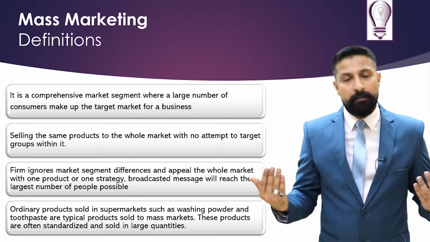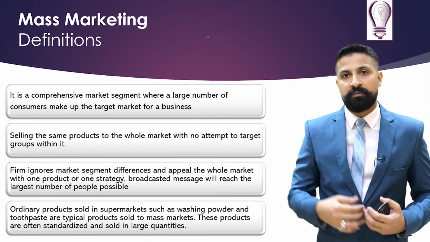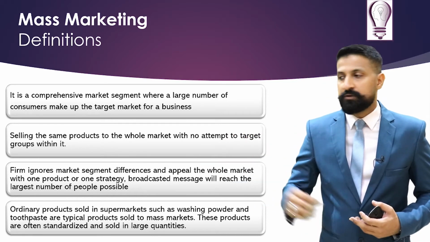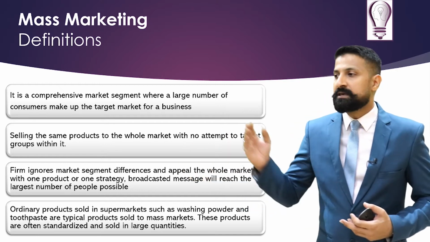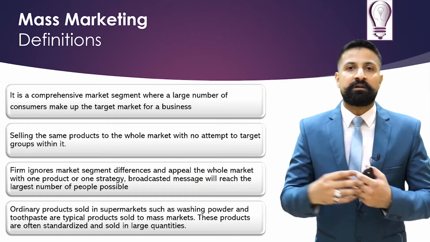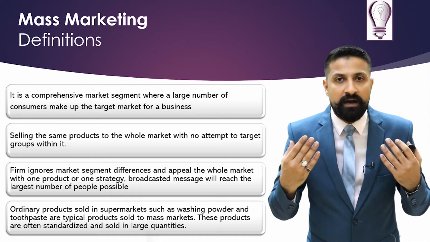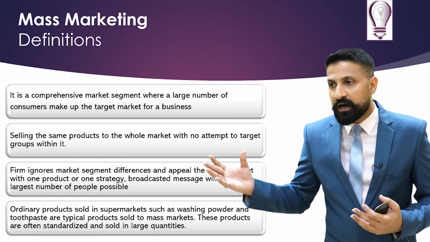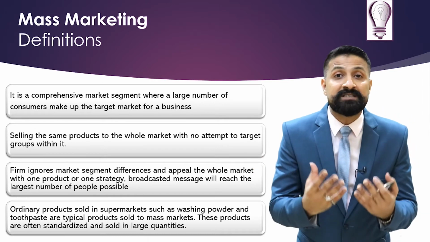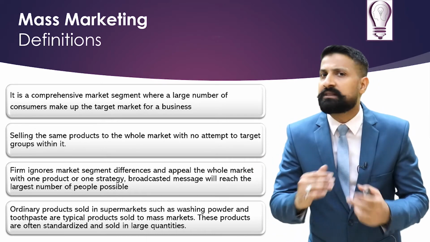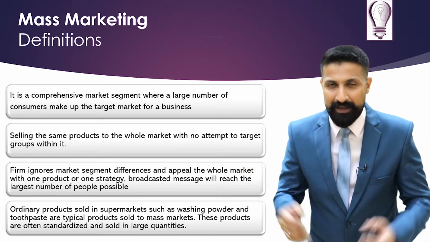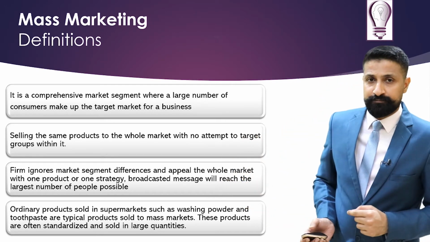There are several examples. If you go to a supermarket, you see a normal soap, you see a detergent, you see ghee, you see cooking oil, and several other things. These are the items which are examples of mass marketing. They are not made specially for a specific segment of the market. They are offered to all the segments of the market. Okay, let's have a look.